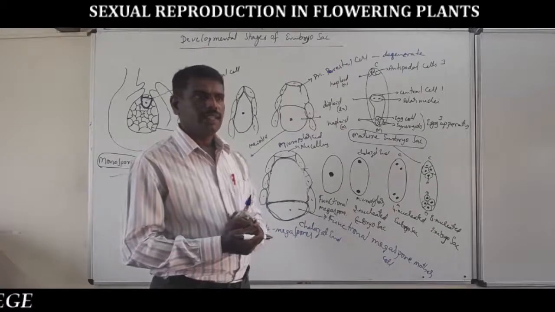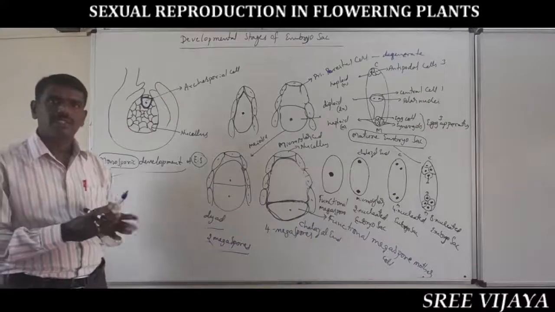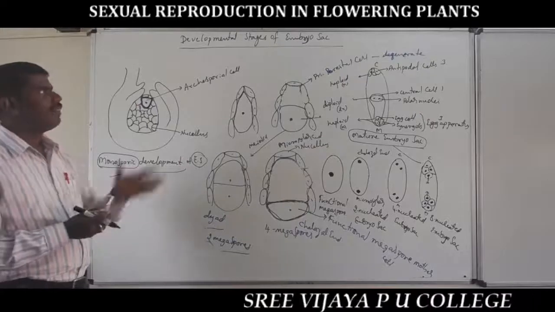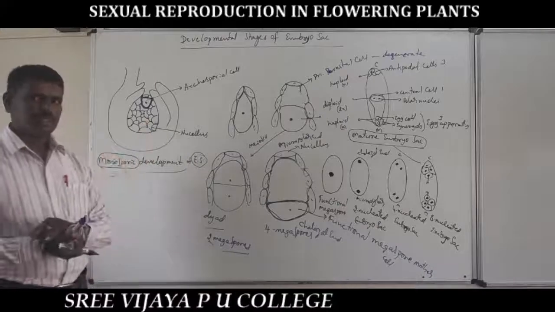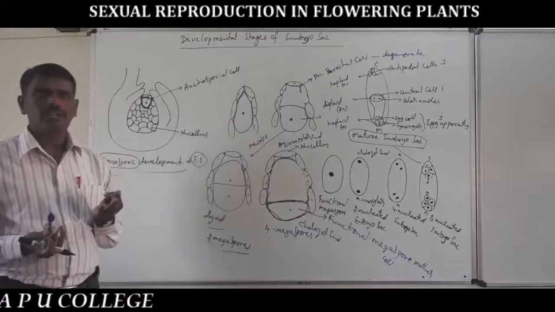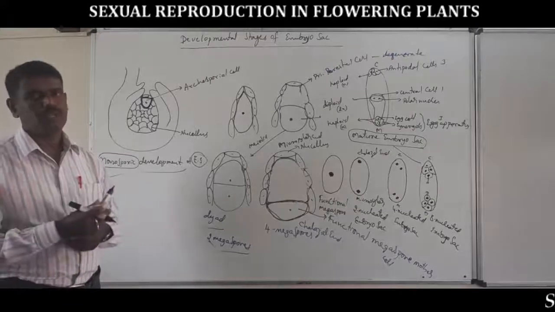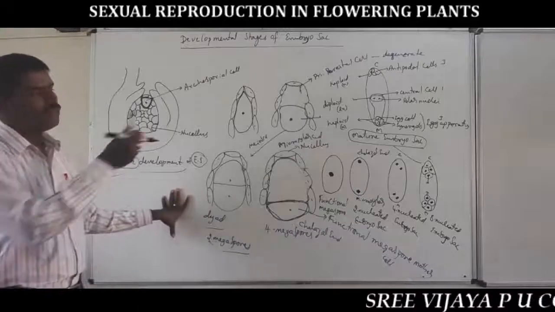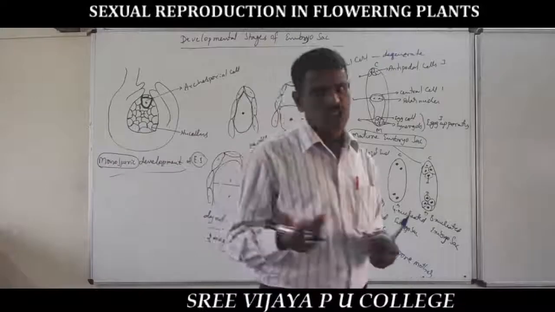So this is the detailed structure of the embryo sac, before which we covered the developmental stages of the embryo sac by the monosporic type. We already discussed monosporic, bisporic and tetrasporic development of the different types of embryo sac. This is the end of the developmental stages of the embryo sac. In the next class, we will discuss pollination. Thank you.